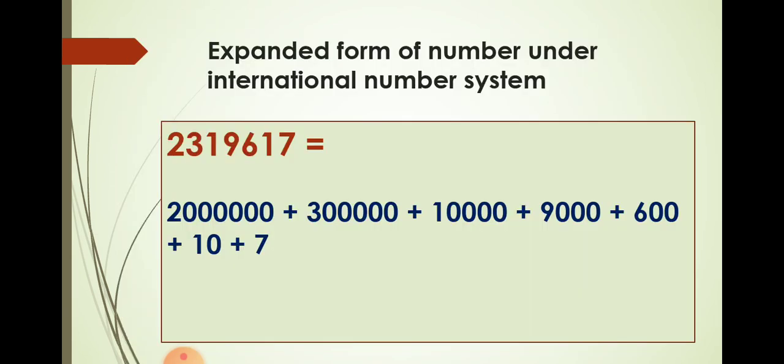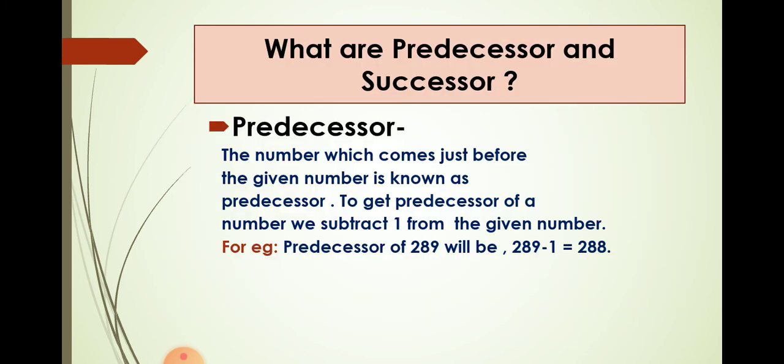Now, the expanded form of a number under the international number system. The number is 2319617. So, the expansion of this number is 2 million plus 300,000 plus 10,000 plus 9,000 plus 600 plus 10 plus 7.